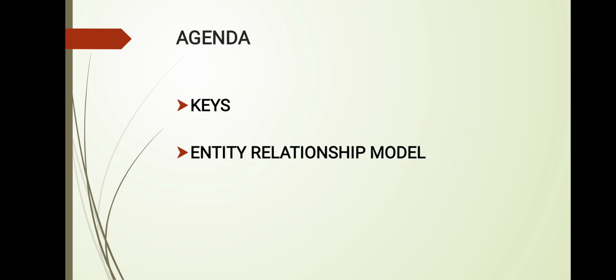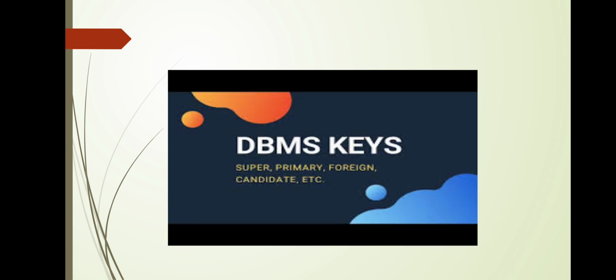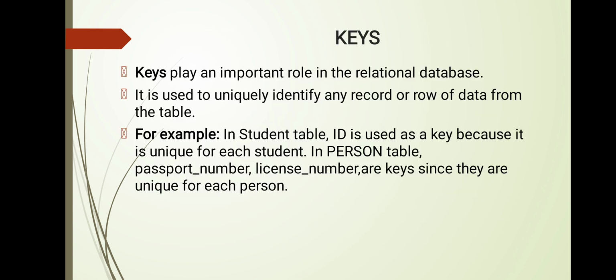In this session, we will talk about DBMS keys and the DBMS ER model, that is, the Entity Relationship Model in DBMS. First one is keys. What are DBMS keys? A DBMS key plays an important role in the RDBMS, which means Relational Database Management System. A DBMS key is an attribute or a set of attributes which help you uniquely identify a record or a row of data in a relation.